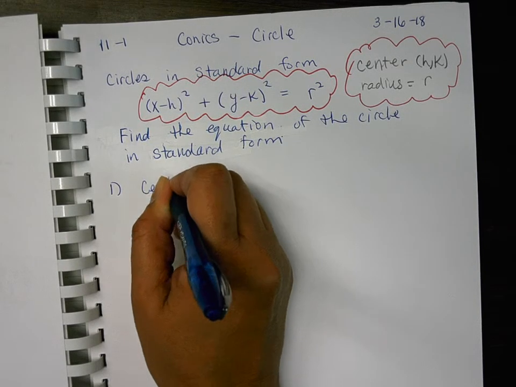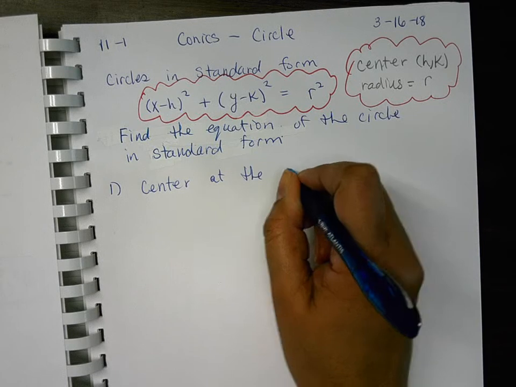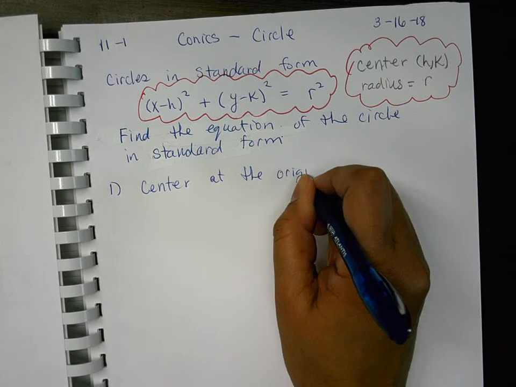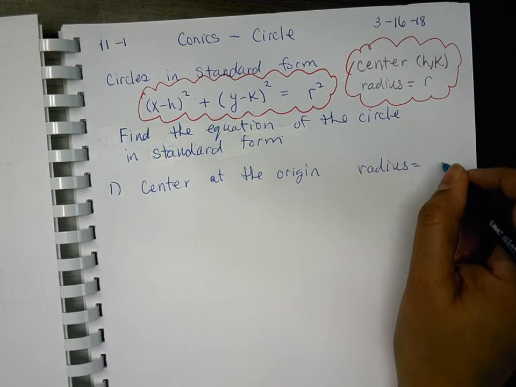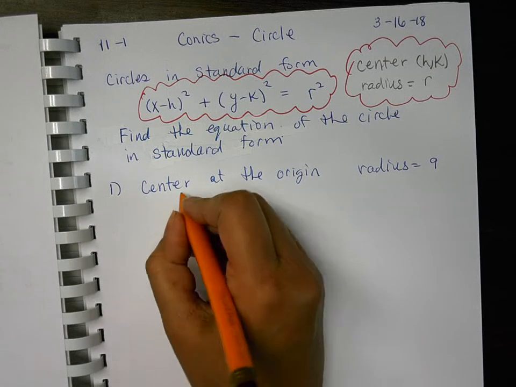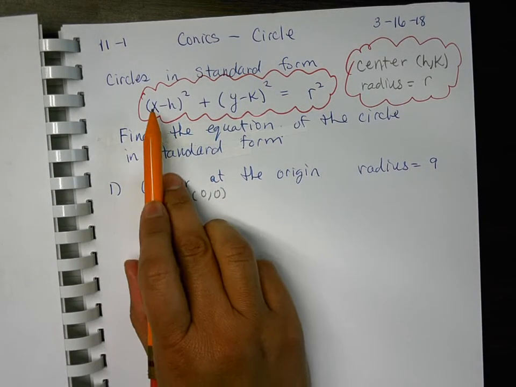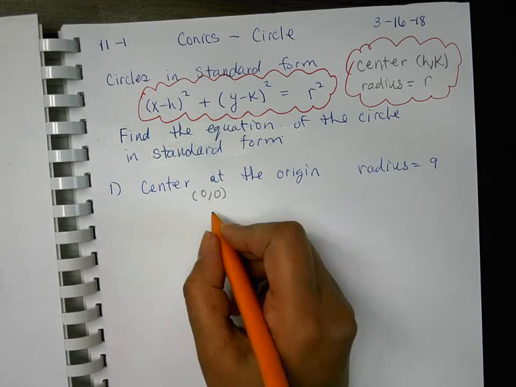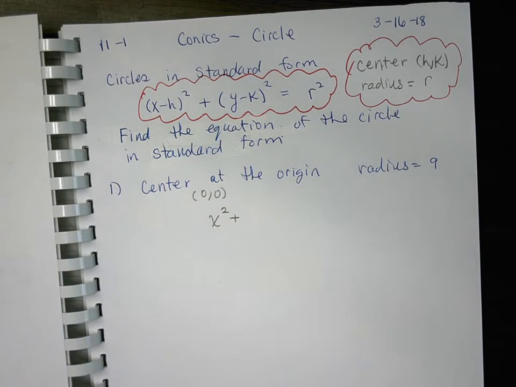All right, number 1, pretty easy. Center at the origin, and the radius is 9. If the center is at the origin, what is the center? 0, 0. So I'm going to write it with you. If I have x minus 0 quantity squared, is that the same as just x squared? All right, I'll let you guys finish it from there.